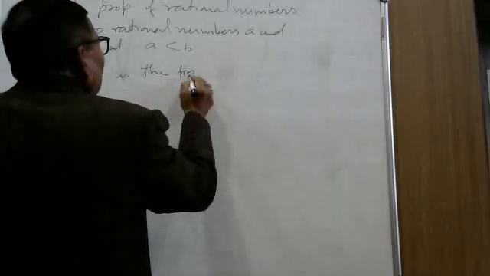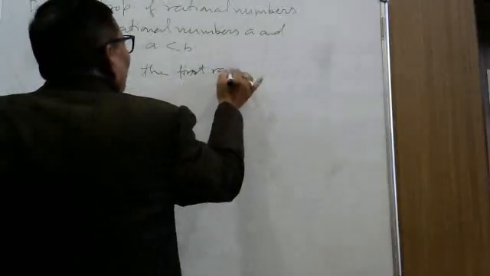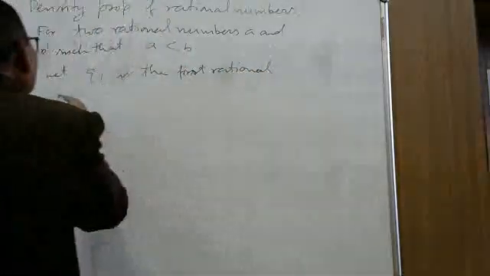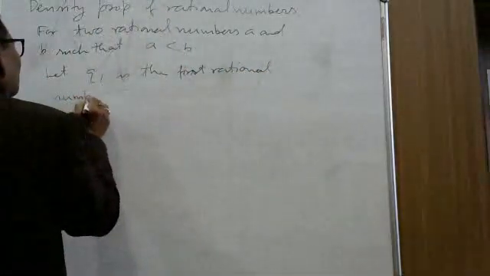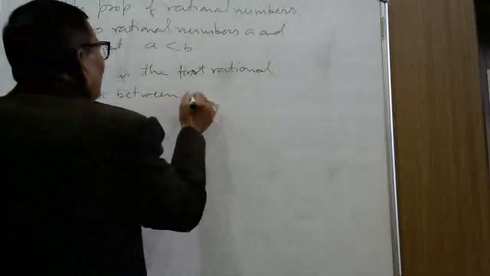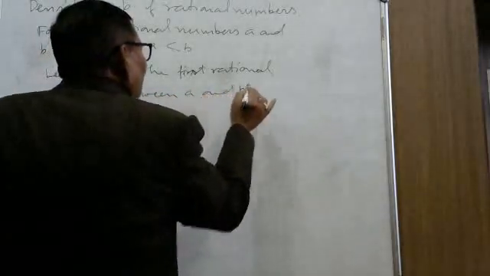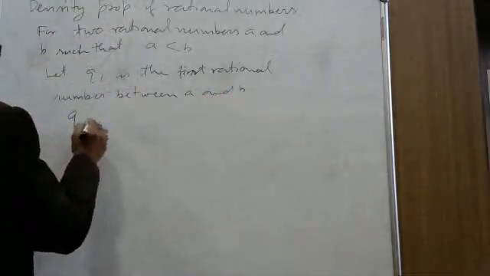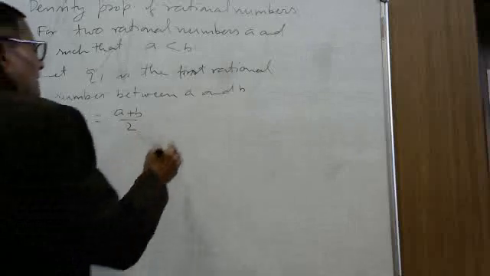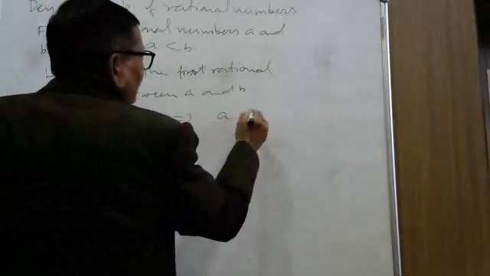First rational number between a and b: q1 equal to a plus b by 2 implies that a is less than q1 is less than b.